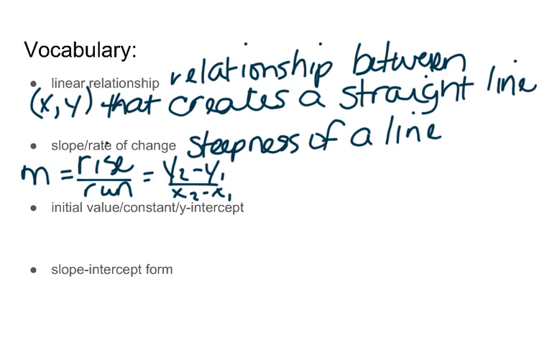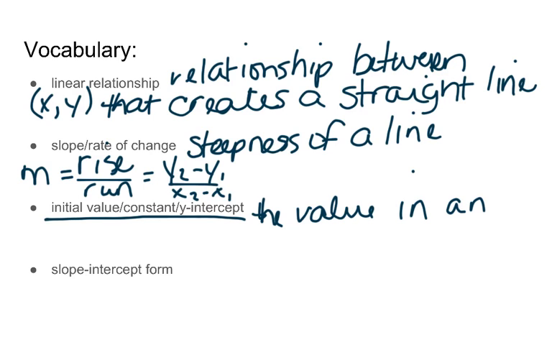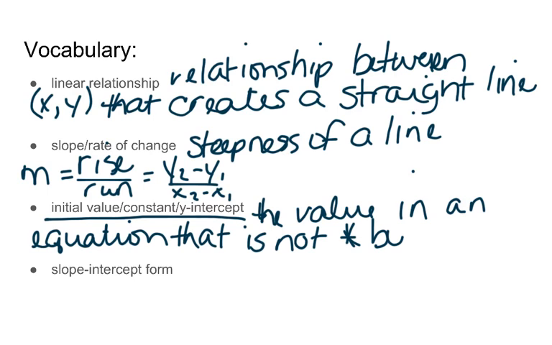So let's talk about this next vocabulary word: initial value, constant, y-intercept. Those all mean the same thing within a story problem or an equation, okay? If you're reading through a story problem and you're talking about something that's charged to people one time, or something that only happens one time, that's your initial value. And when you put your initial value onto a graph or into an equation, that is your y-intercept. So they mean the very same thing. It's the value in an equation that is not multiplied by another number.